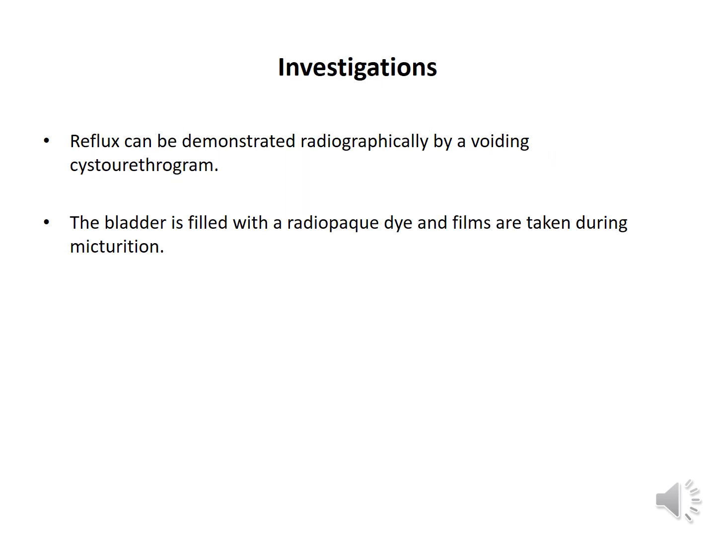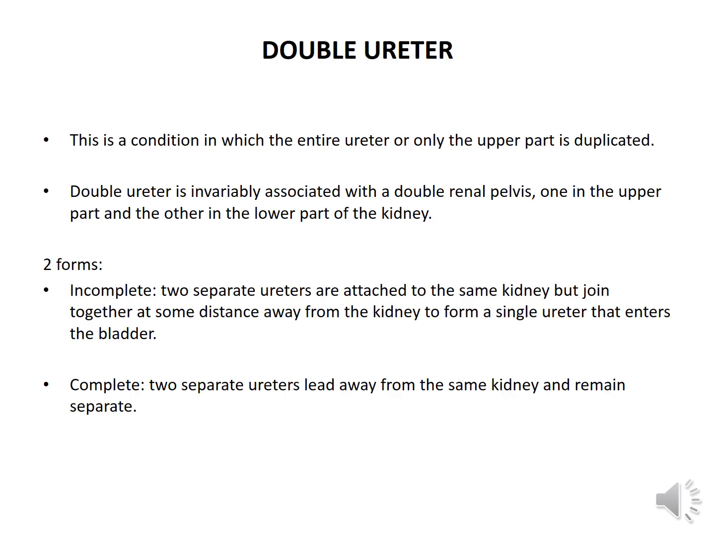Coming to the investigations, reflux can be demonstrated radiographically by voiding cystourethrogram. The bladder is filled with a radiopaque dye and the films are taken during micturition. By this we can make out the presence of vesico-ureteral reflux. So that's about vesico-ureteral reflux.